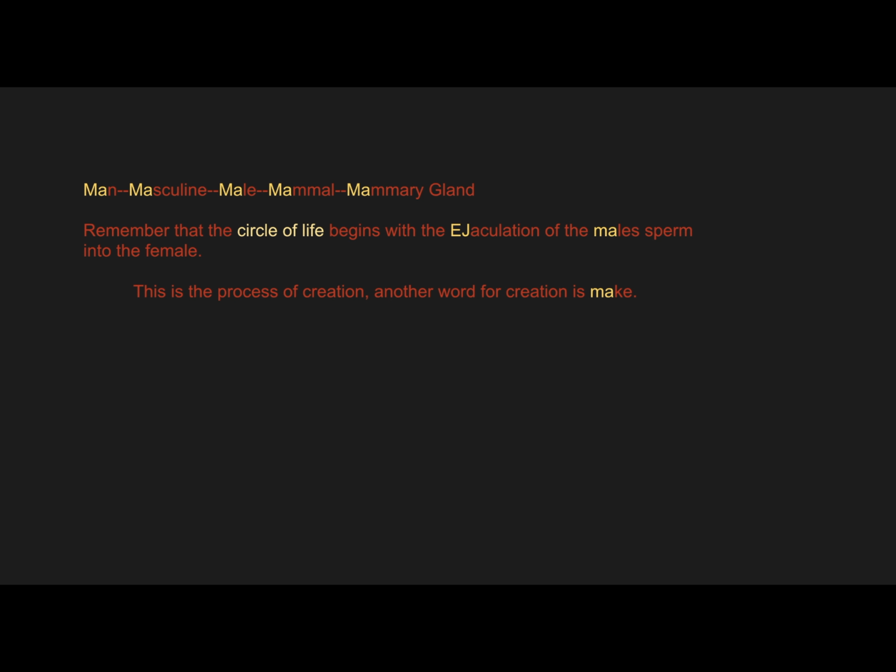So, this is the process of creation. And creation, in other words, is make, which starts with MA. Another word, AM, for AM is amalgamate, which means combination, and a combination pertains to the male and female phenomena of creation, making a child to complete the circle of life.